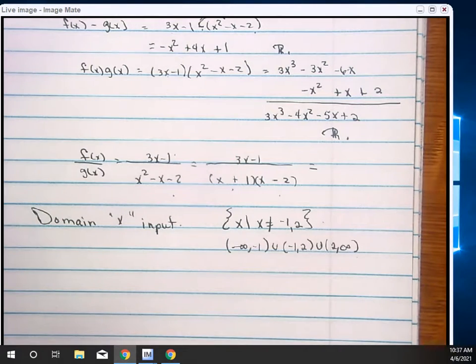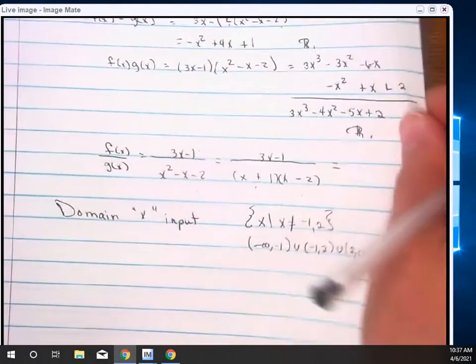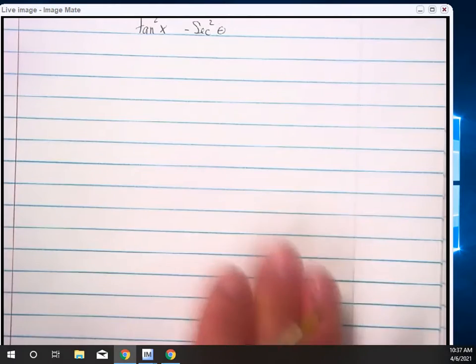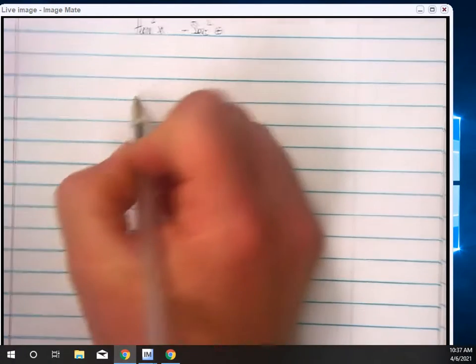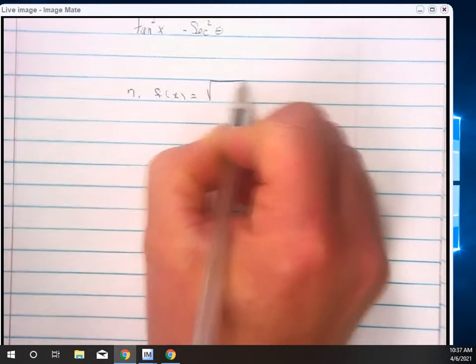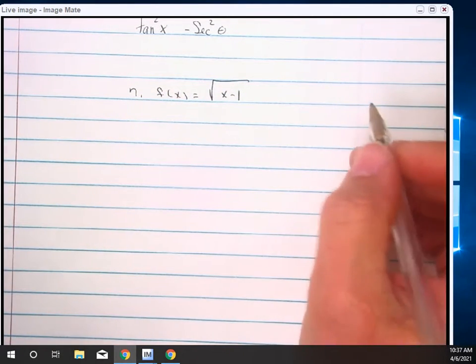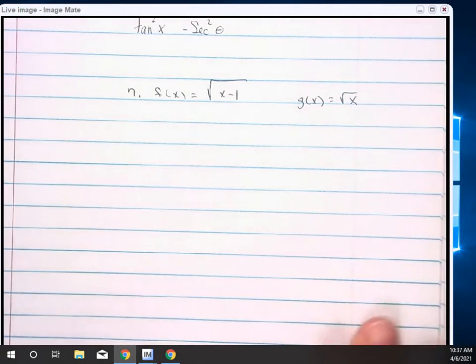If you have a function where you're dividing to begin with, let's see. Let me do this one. This is example 7, and it's the same thing. We're going to add, subtract, multiply, and divide. On problem 7, f of x is the square root of x minus 1, and g of x is the square root of x.